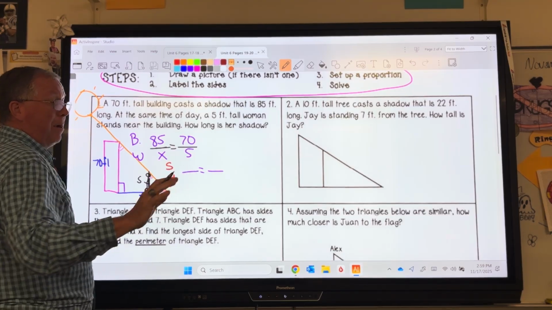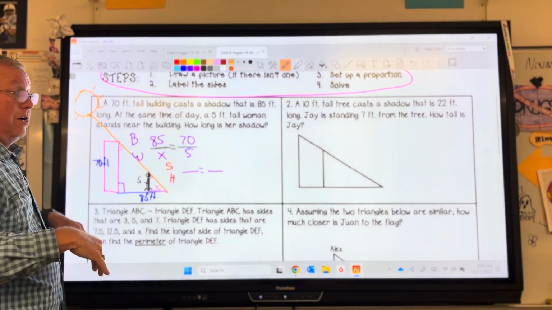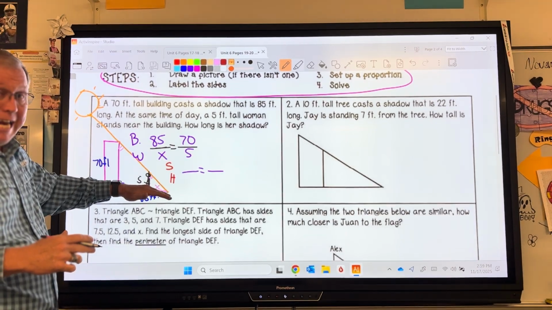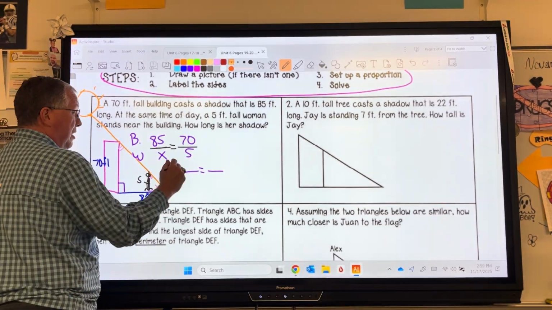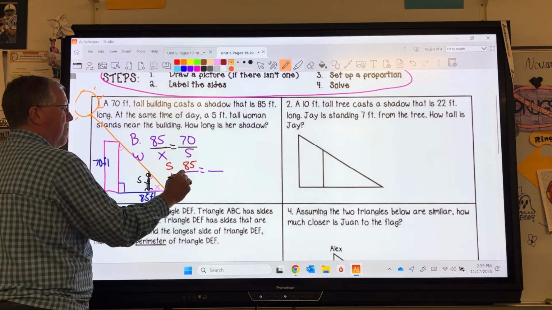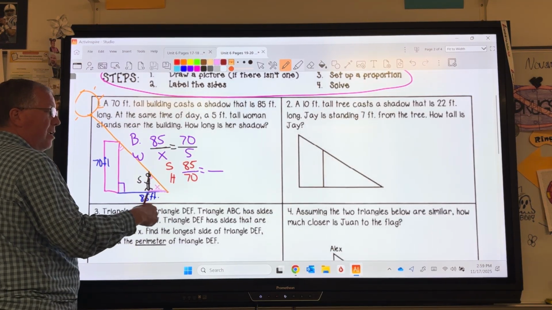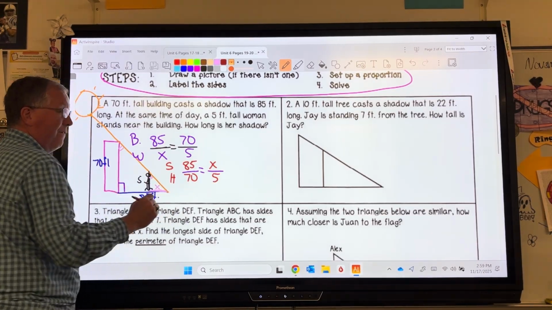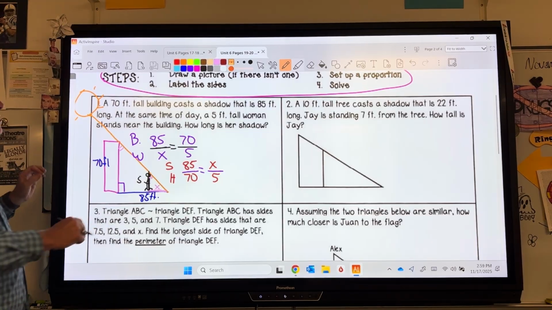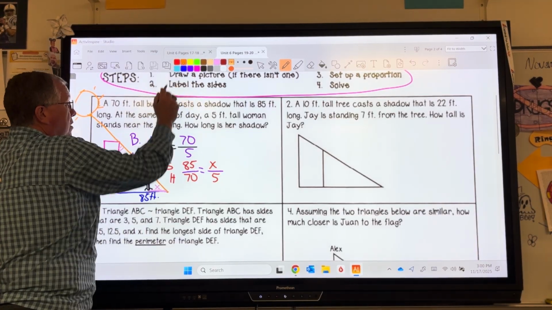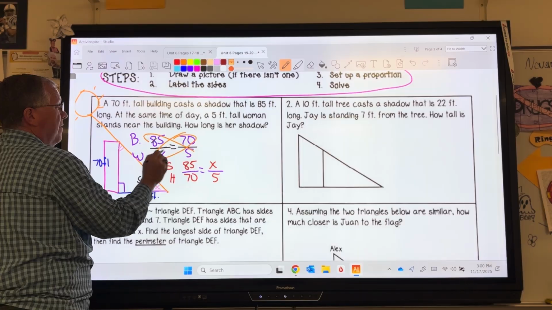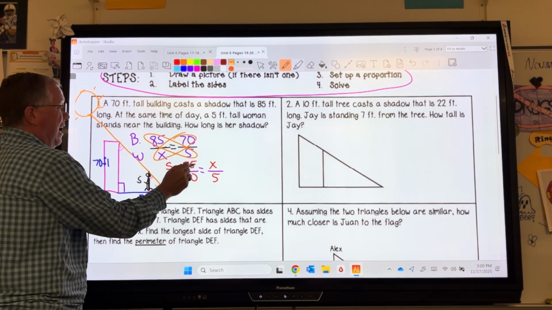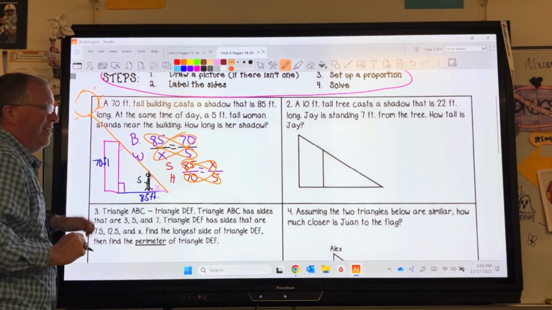If I did that, I'm not going to do it multiple times every time, so that way we'd be here forever. But if I do shadows over heights, then I could go building shadow, 85, building's height, 70. Woman's shadow, I don't know, woman's height, 5. In both cases, if you'll notice, when we cross multiply to solve, I'm taking the 85 times the 5 and the 70 times x.